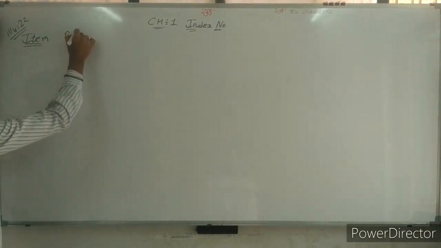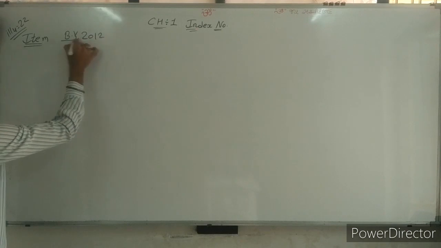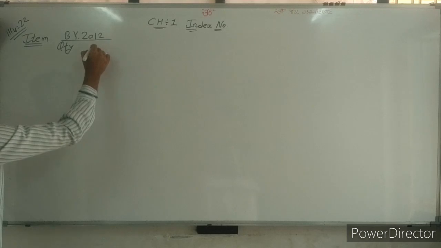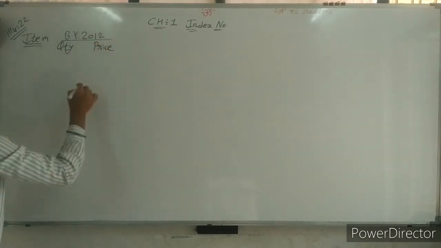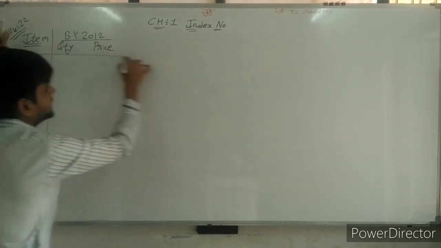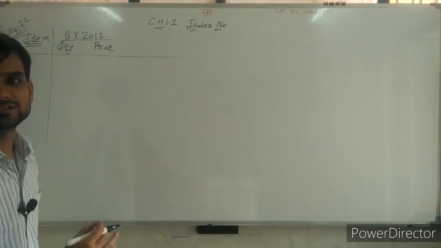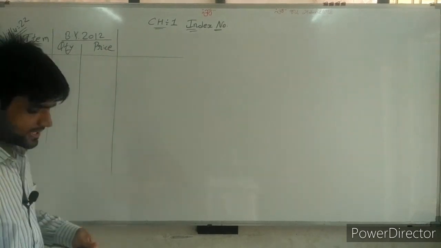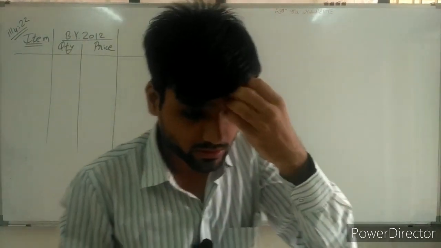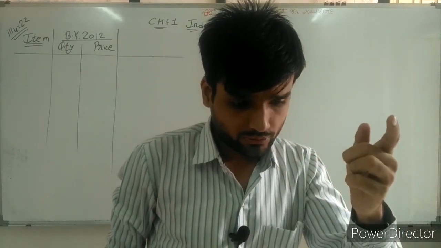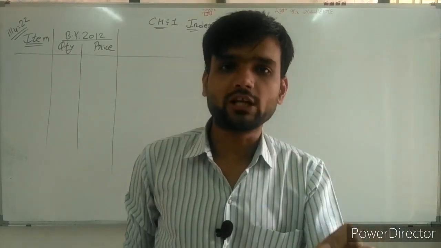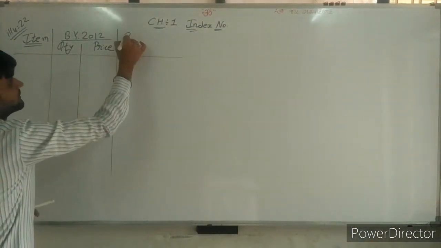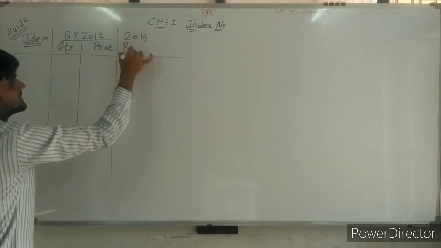So base year 2012, for that quantity is available and price is also available. First of all, whatever is given, I am writing. So quantity and price of base year are available. Going ahead. Next information, year 2014 information, price given. So 2014, only price is available.